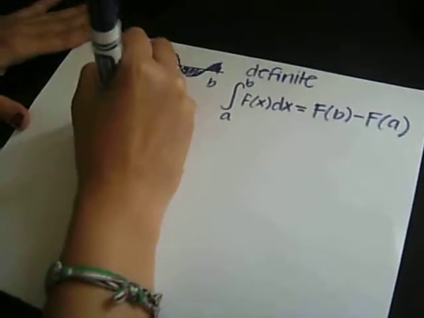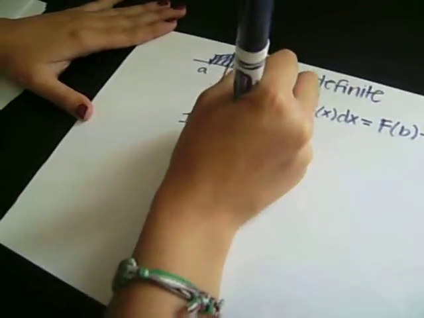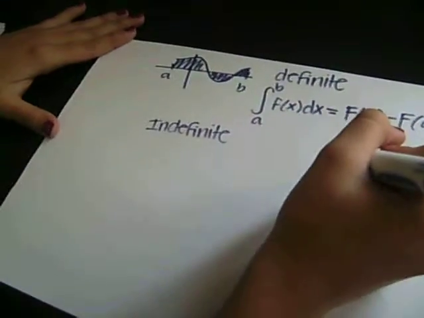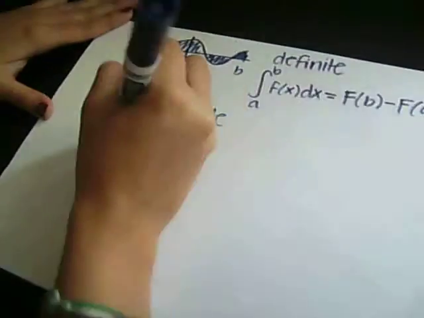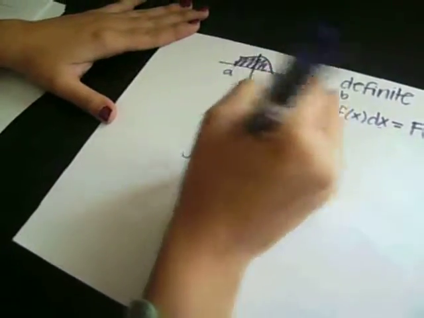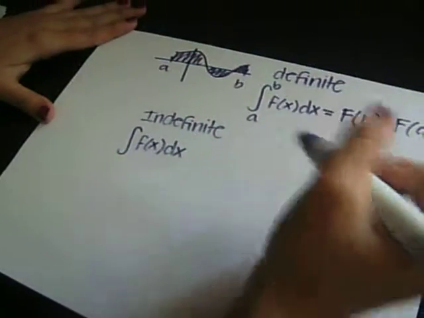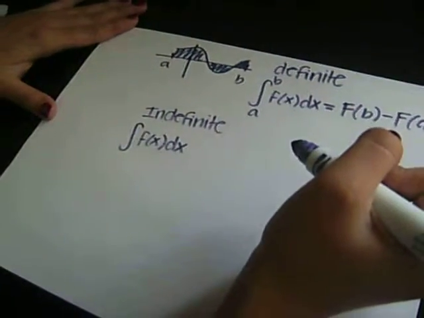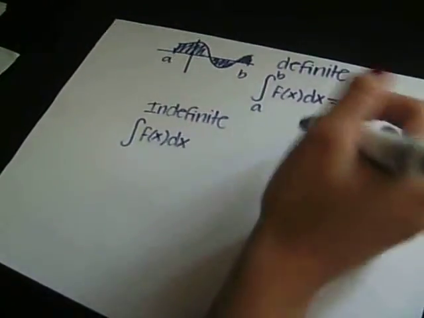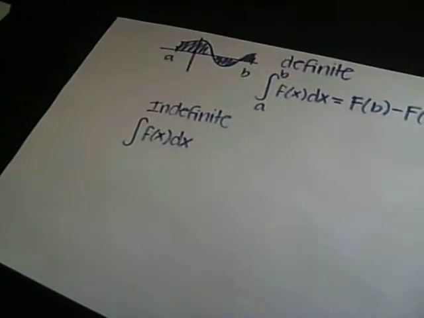For an indefinite integral, the equation is a lot more simple because it contains no limits. So it would just be the antiderivative of f of x dx. That would be your indefinite equation. And a few examples to show what I'm talking about. We'll start with the indefinite problems.